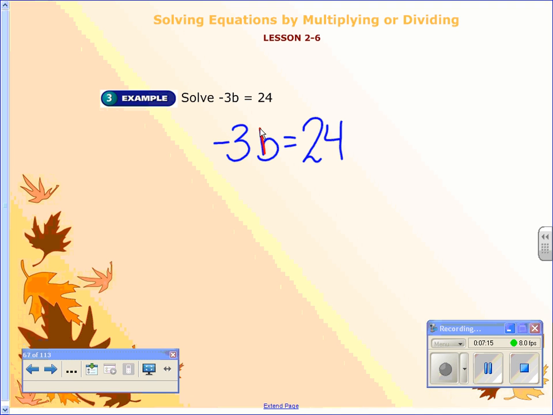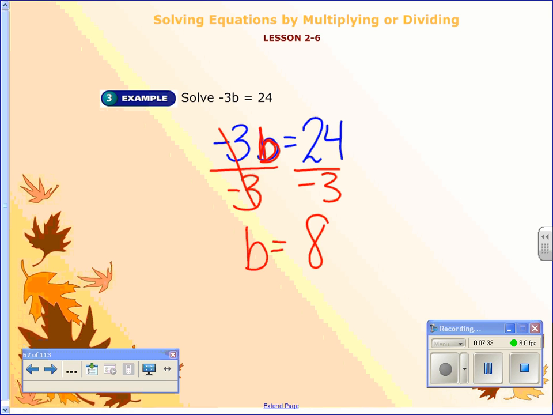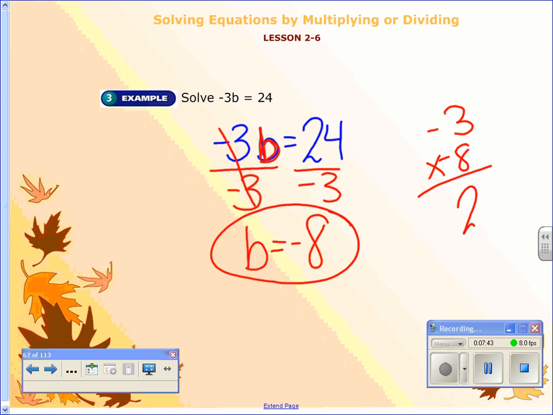Well, my variable here is b. So I'm going to put that in red. And then I look, well, I have negative 3 times b. Well, the opposite of times by negative 3 is dividing. So negative 3 divided by negative 3 is a positive 1b. And then 24 divided by 3 is 8. One's positive, one's negative, so my answer is a negative 8. Then let me just multiply it together to check it. Negative 3 times negative 8, well, 3 times 8 is 24. 2 negatives make a positive. It checks.